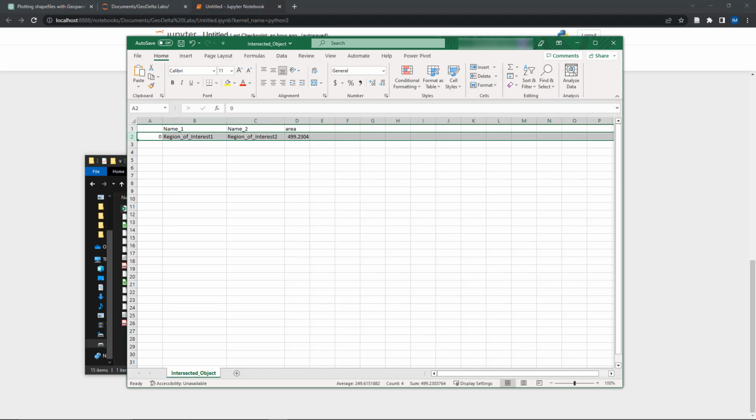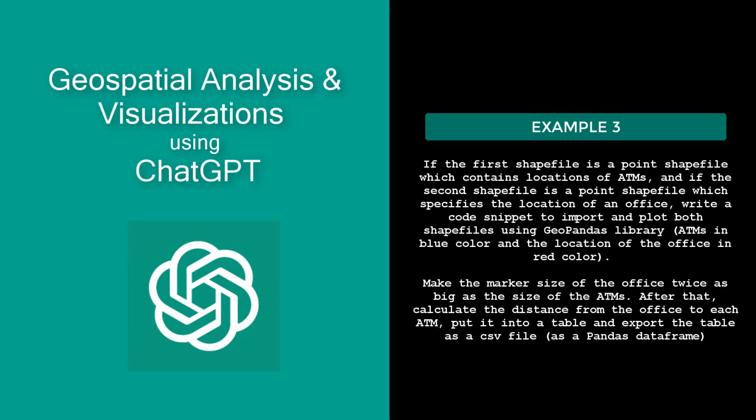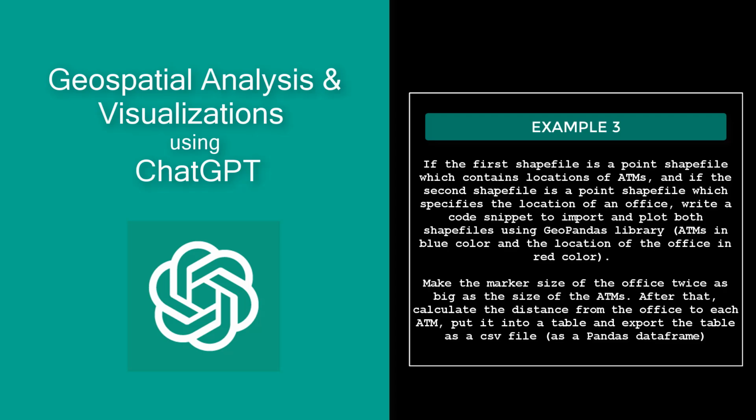Now let's move on to example number 3. Alright, so example 3 goes like this. If the first shapefile is a point shapefile which contains locations of ATMs, and the second shapefile is a point shapefile which specifies the location of an office, write a code snippet to import and plot both shapefiles using the GeoPandas library. I'm specifying that I would like to have the ATMs in blue color and the office in red color. And I'm also specifying that the marker size of the office is required to be twice as big as the size of the ATMs.